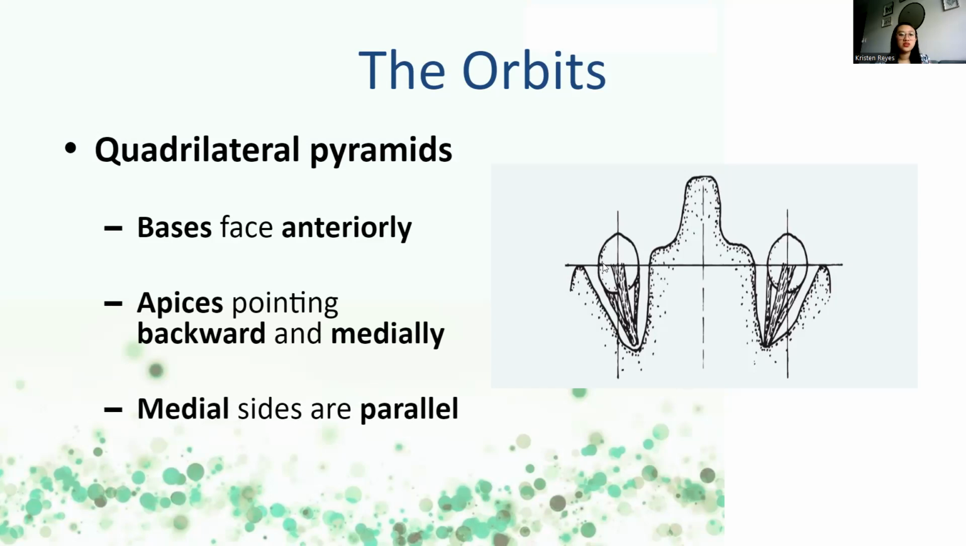So, quadrilateral pyramids: the bases face anteriorly, whereas the apices are pointing backward and medially, and the medial sides are parallel. So ano ibig sabihin nun? Ibig sabihin lang, yung mata, hindi siya straight na nakaganyan. It's not straightly located inside the orbit. The bases face anteriorly, the apices, this area, point backward and medially. Nakapaside siya, you see? Pointing medially. And the medial sides are parallel to one another. Okay?